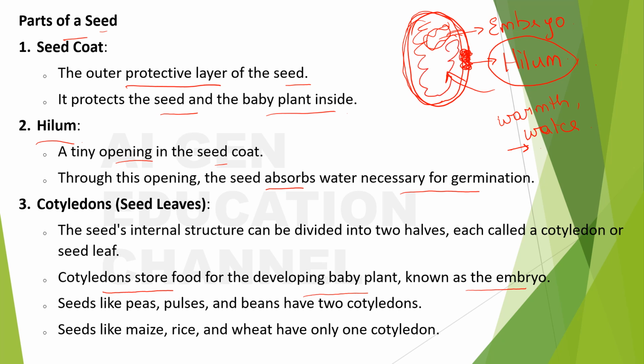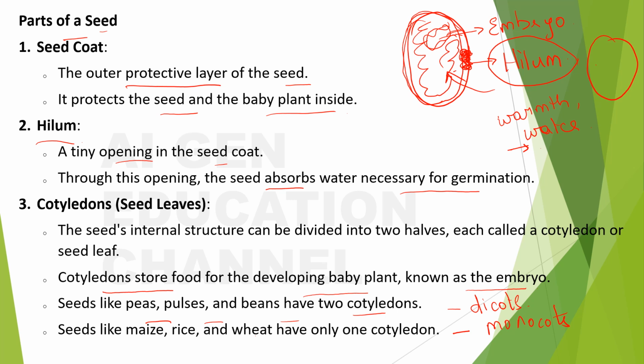Okay, and the cotyledon can be of two types. One is like peas, pulses and beans, which have two cotyledons. And seeds like maize, rice, wheat have only one cotyledon. These are called monocots and these are called dicots. This is a shortcut. You can say dicotyledons, monocotyledons.